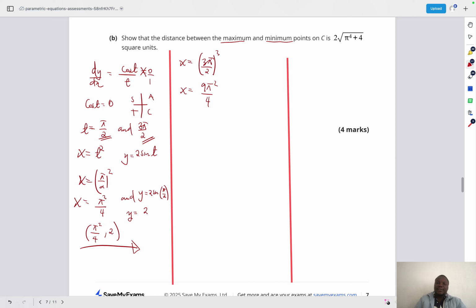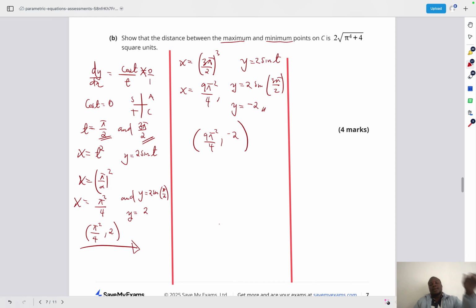And then for this same value of x, we need to go back to the original, and we've got that y is equal to 2 sin t. We need to find its corresponding y coordinate. So what we're going to do now is y equals 2 sin 3 pi over 2. And if we do this, we know that sine at 270, if you're not sure, just punch this on your calculator, is -1. So it means this point is -2. Okay, y is -2. It means the next turning point has 9 pi squared over 4, comma -2.